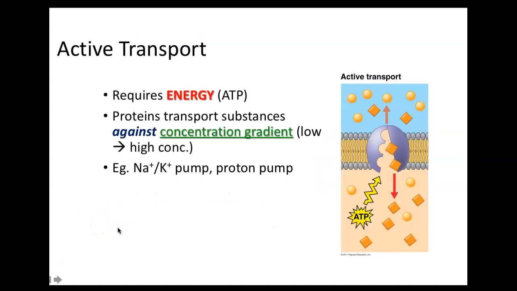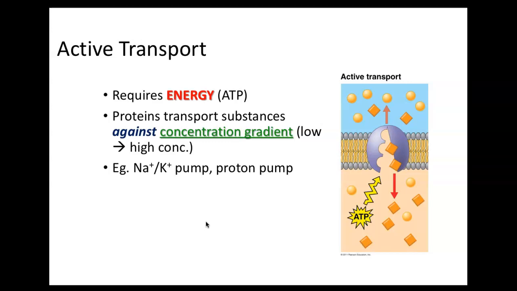All right, and then we get to active transport. Remember, active transport is going to require energy because we're not going from a high to a low, we're going from a low to a high. It's the opposite of what was happening. So it goes against the natural tendency of equilibrium to be established. So proteins are going to go against their concentration gradient. And the two active transport pumps that are really important are the sodium potassium pump and the proton pump.